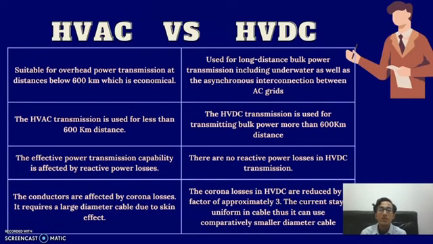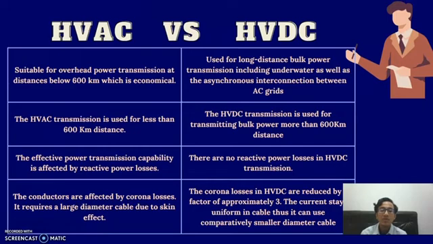Now I will explain the difference between HVAC and HVDC. For HVAC, it is suitable for overhead power transmission at distances below 600 km, which is economical. However, HVDC is used for long-distance bulk power transmission, including underwater, as well as the asynchronous interconnection between AC grids. And for the second difference, HVAC transmission is used for less than 600 km distance, but HVDC transmission is used for transmitting bulk power over 600 km distance. The third difference is that the effective power transmission capability in HVAC is affected by reactive power losses. However, there are no reactive power losses in HVDC transmission.